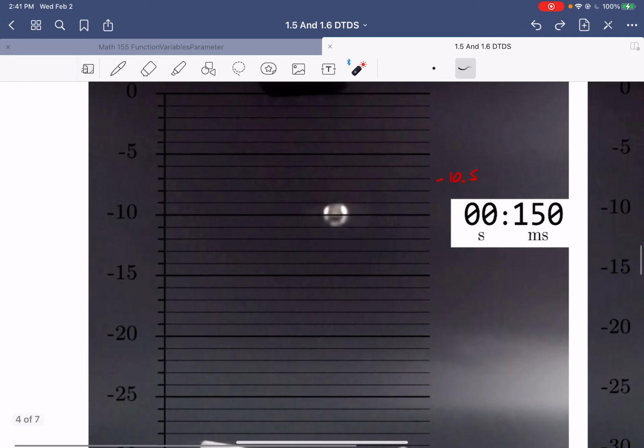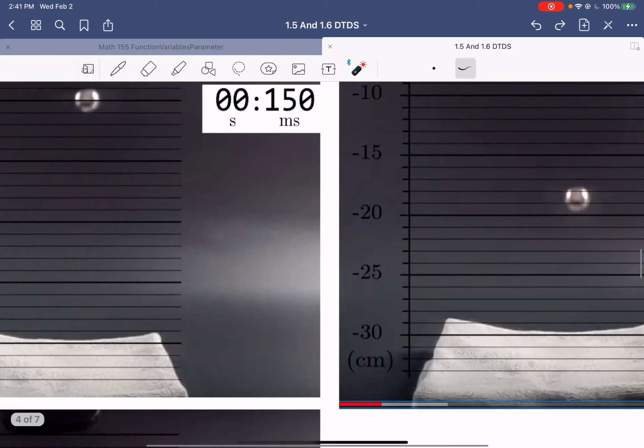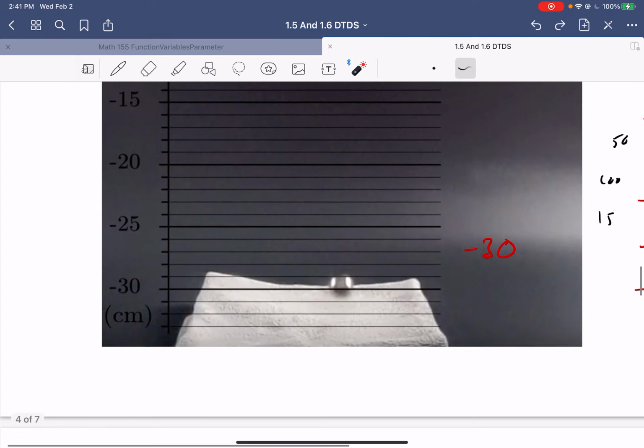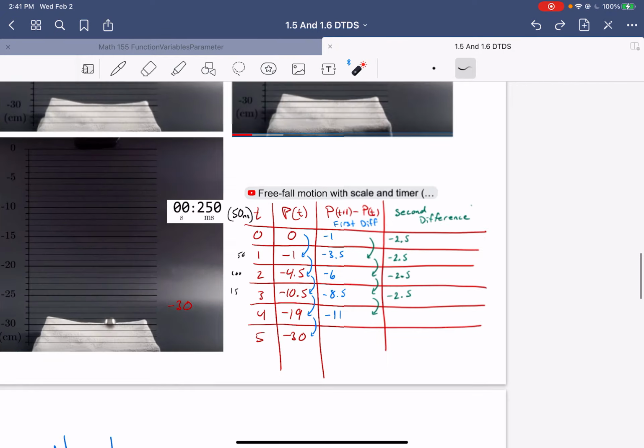All right, another 50 milliseconds go by. I'm going to say I'm at negative 10.5, right? Again, here's that dark spot that I care about. Oh, the dark spot's basically right on that line, so negative 19. That looks pretty good. All right, where are you? Here you are. Yeah, you're basically at negative 30. Okay, let's put that data in a table.